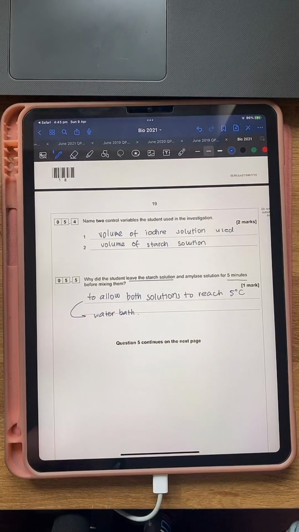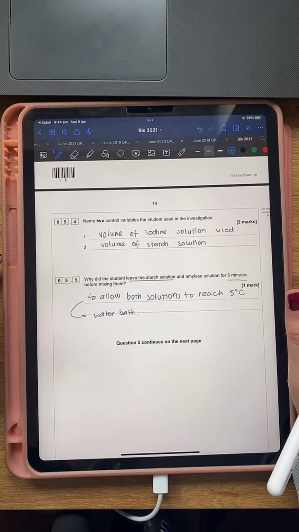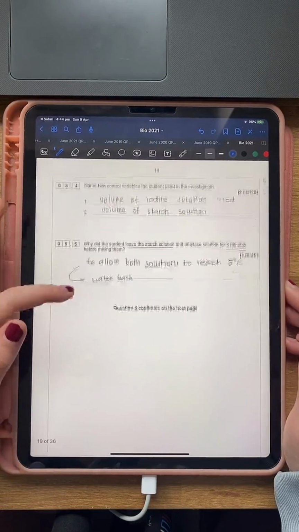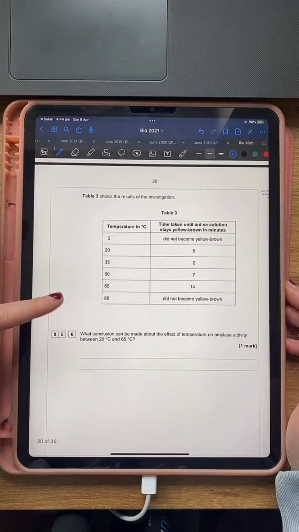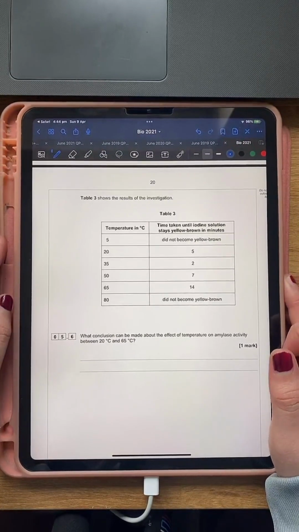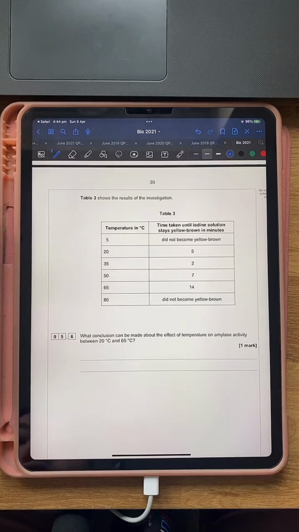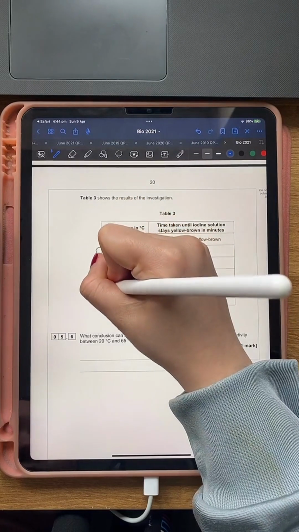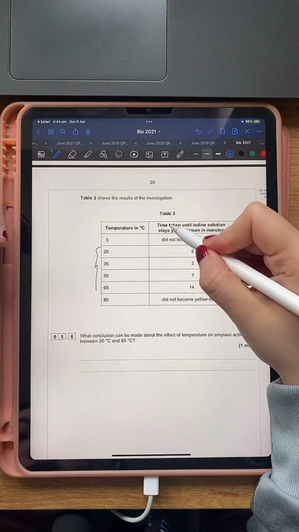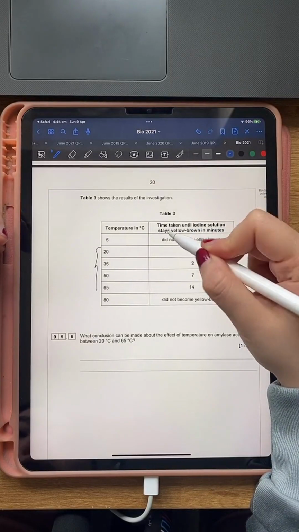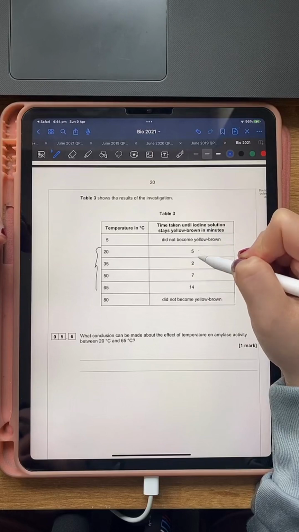Table 3 shows the results of the investigation. What conclusion can be made about the effect of temperature on amylase activity between 20 degrees Celsius and 65 degrees Celsius? So we want to see what's happening here. Obviously, you can see that the time taken until iodine solution stays yellow-brown in minutes will go from 5 to 14. You have to actually say that. So you can say, as you increase the temperature, the time taken also increases. But you need to specify.